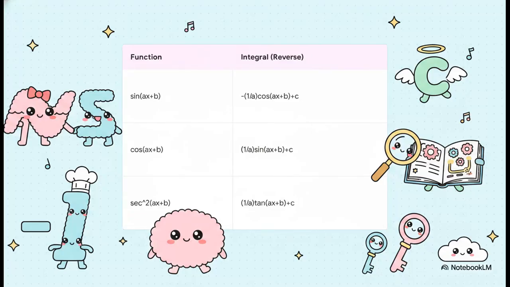Now check out the pattern in these specific integration rules for sine, cosine, and secant squared. Because the derivative of cosine is negative sine, the integral of sine gives us a negative cosine. It's a perfect mirror reflection. If you have a solid grasp on your basic trigonometry rules, you already hold the keys to integrating them. You literally just have to walk backward.